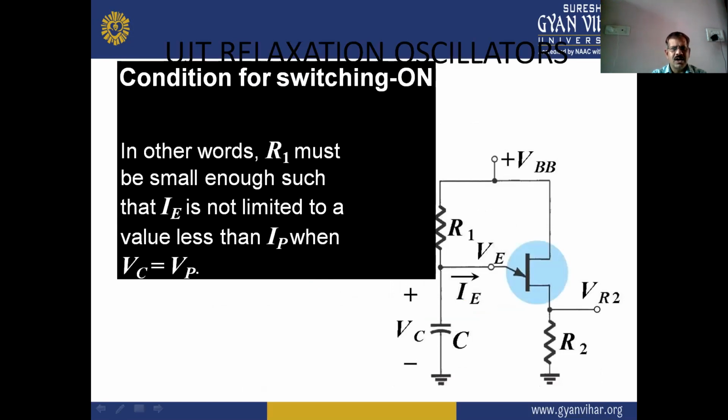So in other words, R1 must be small enough such that the emitter current is not limited to a value less than the peak current when VC equals VP, or charging voltage equals peak voltage. So this is the condition for the switching on of UJT relaxation oscillators.